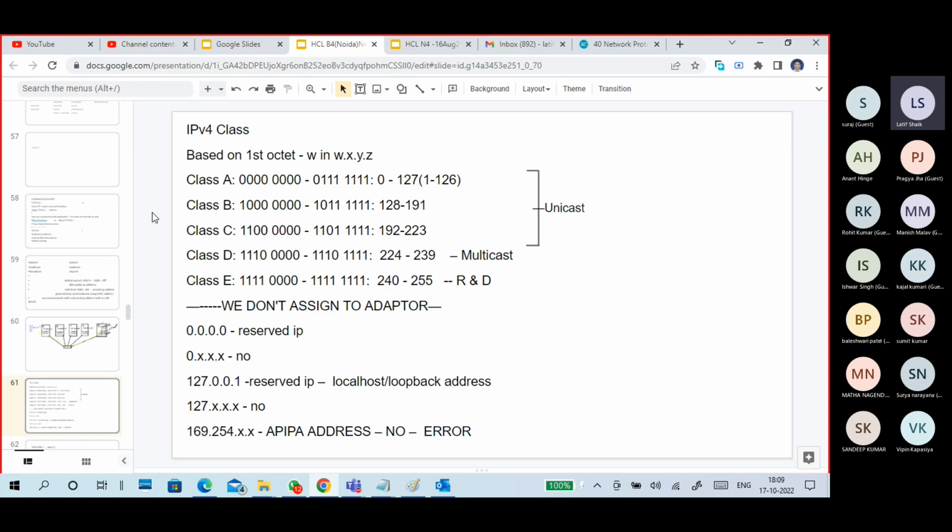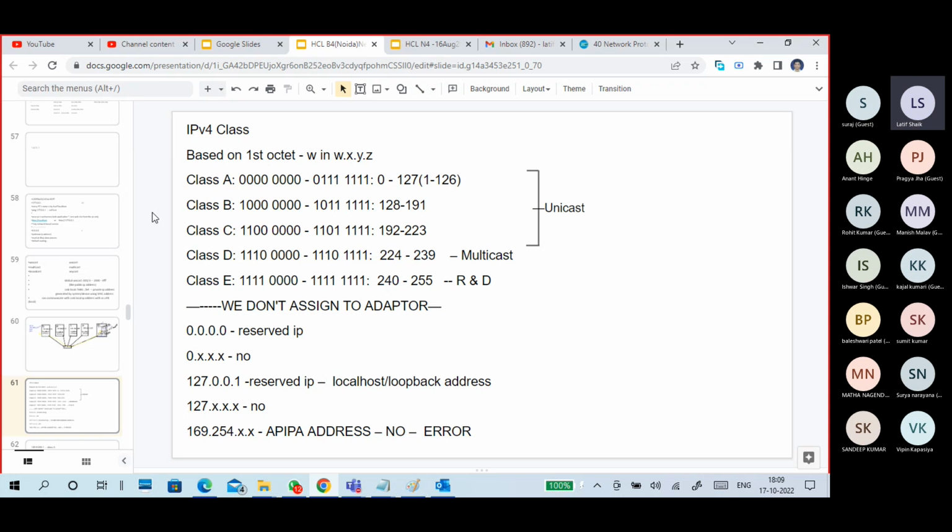Class E is 240 to 255. It is for R&D. From my childhood, it is shown as R&D only, so still we don't know where it is used. Maybe they use it in some special places. Class D is multicast addressing. We use this in certain protocols like RIP, EIGRP. They use multicast addressing to distribute their routing tables. And we also use it for installing applications and operating systems from one server to multiple hosts. That is multicast addressing.